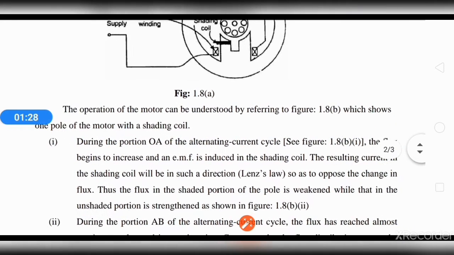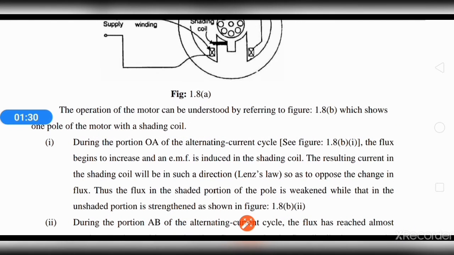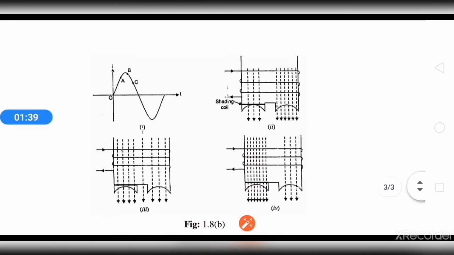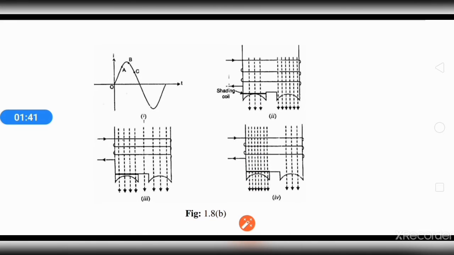Now, how does it work? The operation of the motor can be understood by referring to figure 1.8b. Figure 1.8b is shown here. This is the AC supply given to the shaded pole induction motor. It is divided into three portions: OA, AB, and BC. So let us see how it works in these three regions.